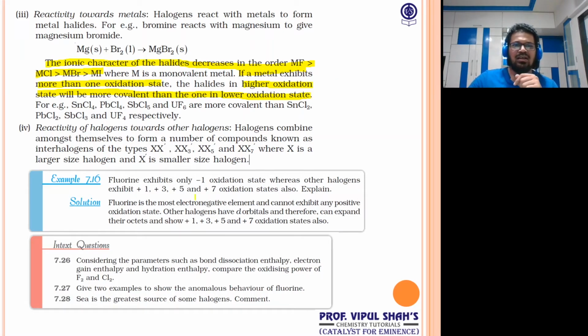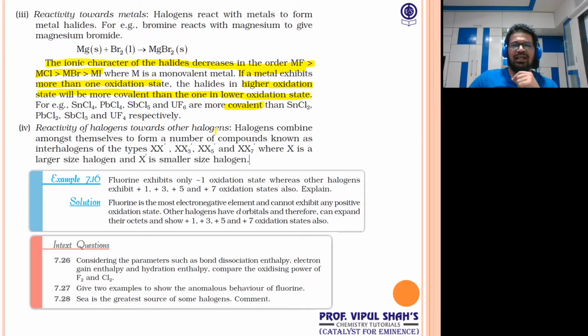So see what it says. SnCl4, stannic chloride, tin is +4. Lead tetrachloride, +4. Antimony pentafluoride, +5. UF6, uranium is +6. They are more covalent than SnCl2, stannous chloride, +2. Lead chloride, +2. Antimony trichloride, +3. And uranium tetrafluoride, +4. So higher the oxidation state, more the covalent character, because of Fajan's rule, charge by size ratio. Okay, so higher the charge, smaller the size, more is the polarizing power.